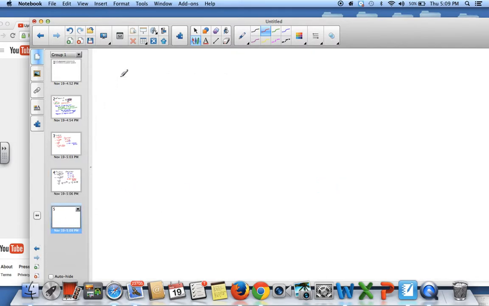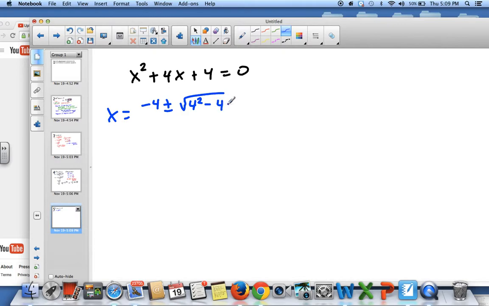Let's look at a couple more. How about something like this? We'll do something very similar. x squared plus 4x plus 4 equals 0. If I'm going to solve that, I'm going to say x equals negative b, so negative 4 plus or minus the square root of 4 squared minus 4 times 1 times 4. Remember, this 1 is the coefficient here. This 4 is the c, and that's always part of our problem, over 2 times 1.